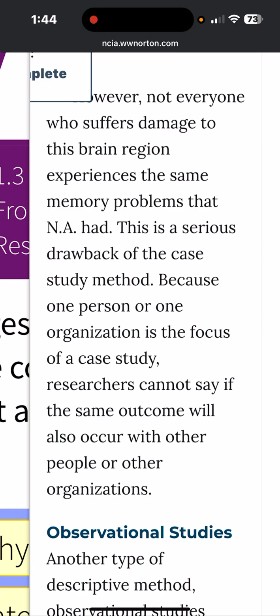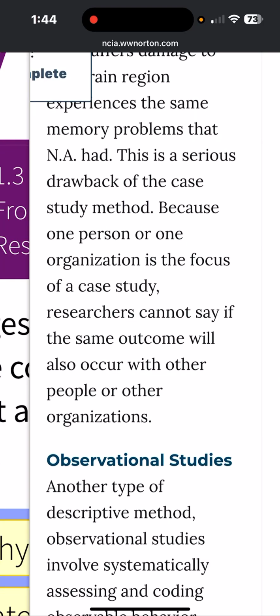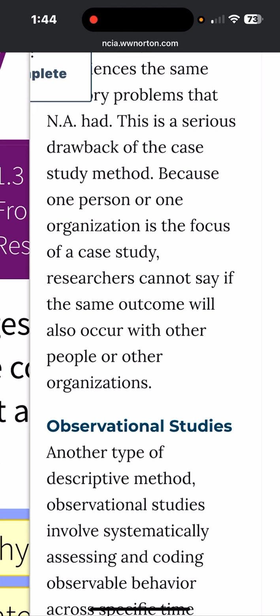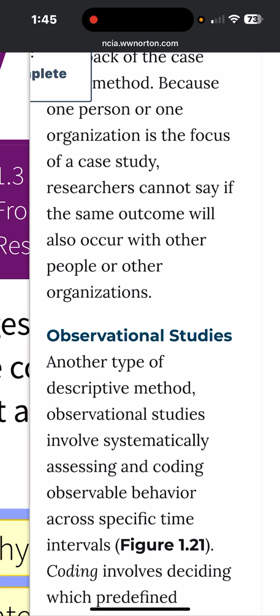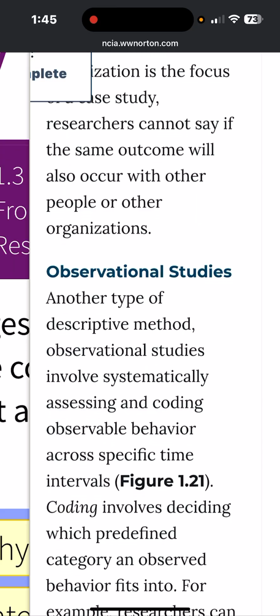This is a serious drawback to the case study method, because one person or one organization is the focus of a case study. Researchers cannot say if the same outcome will also occur with other people or other organizations.